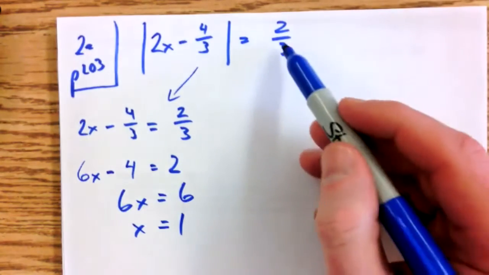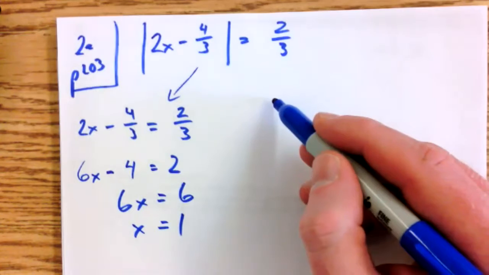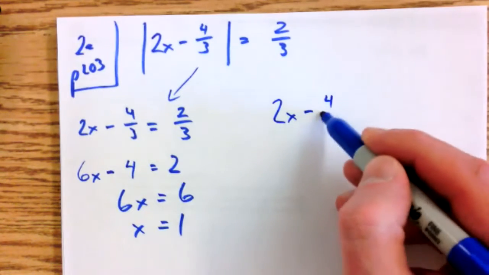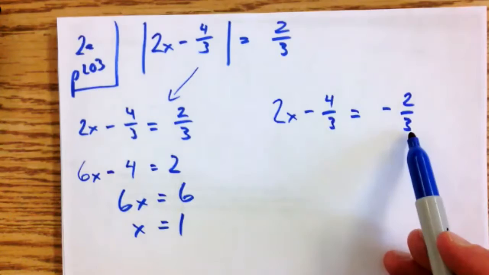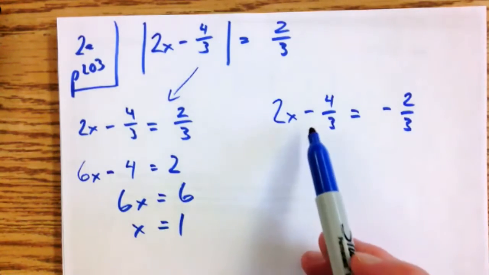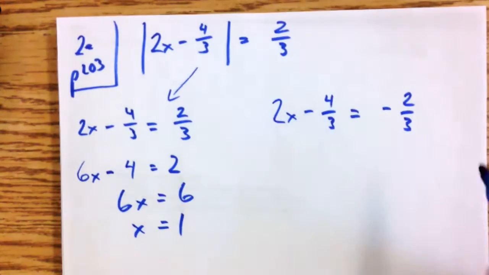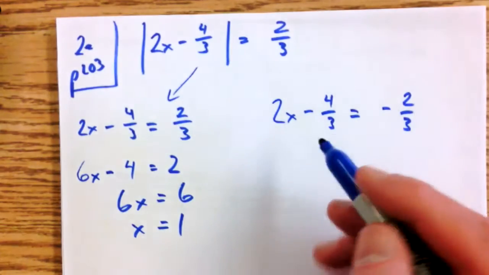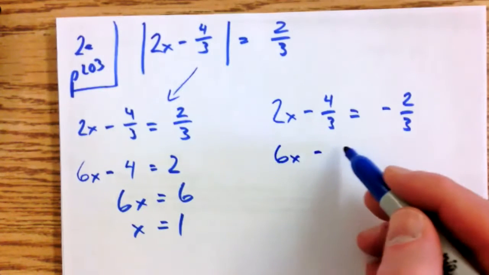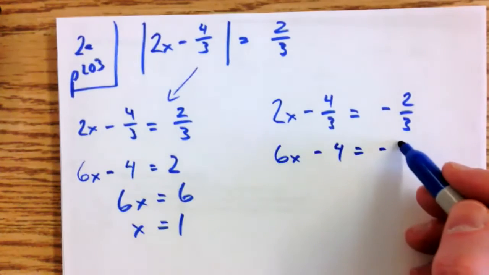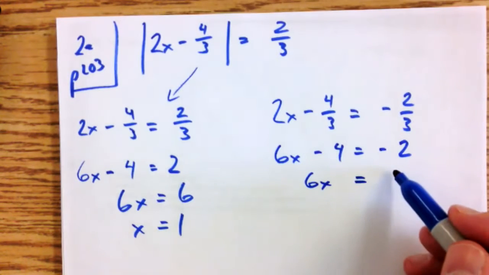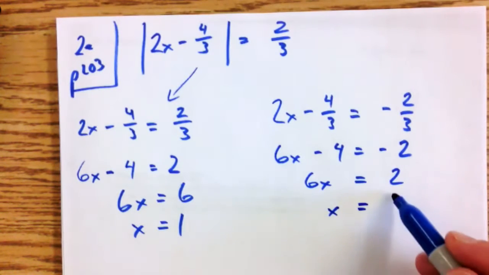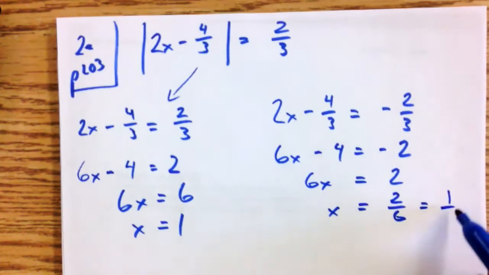Going to do it again, but with a negative sign. So 2x minus 4/3. Doesn't matter which side you put the negative on. I always like to put it on the one that's simpler. If I was going to put it on this side, I change both signs. So anyways, multiply everything by 3. So that's 6x minus 4 equals negative 2. Now I'm going to add 4 to both sides. 6x equals 2. X equals 2 over 6, which equals 1 over 3.